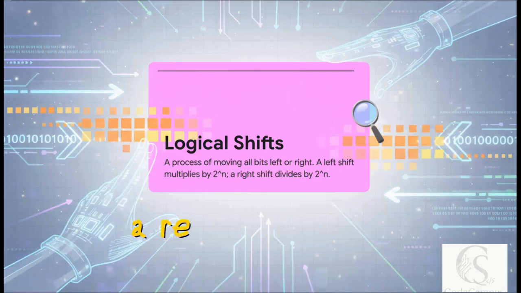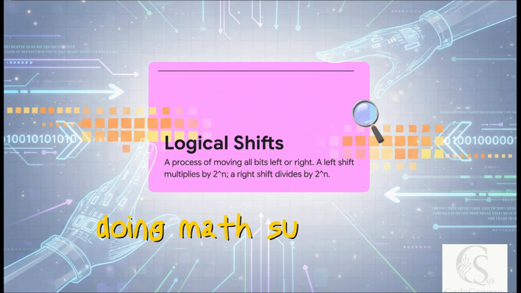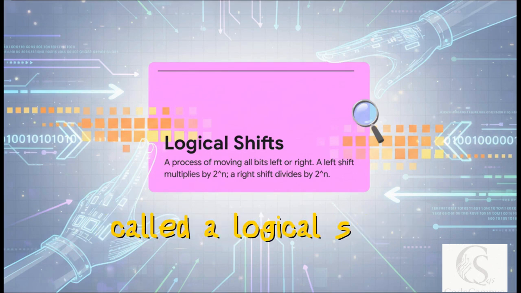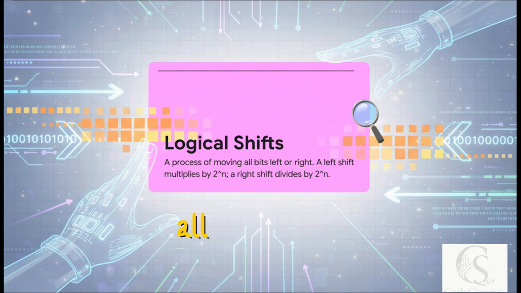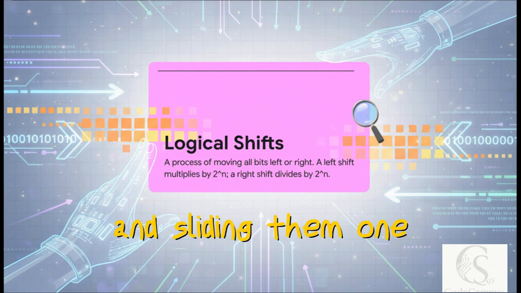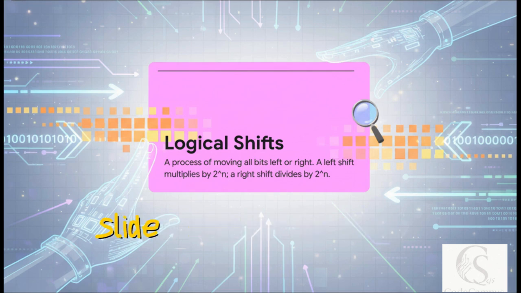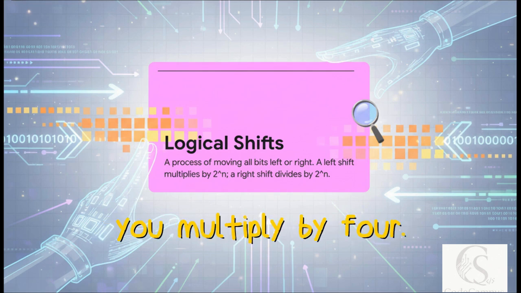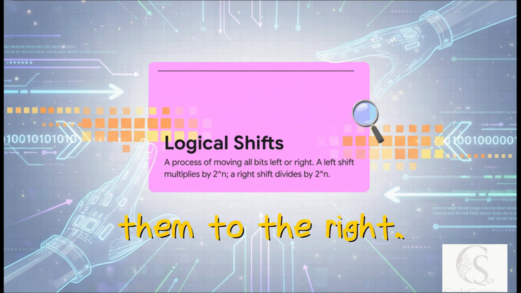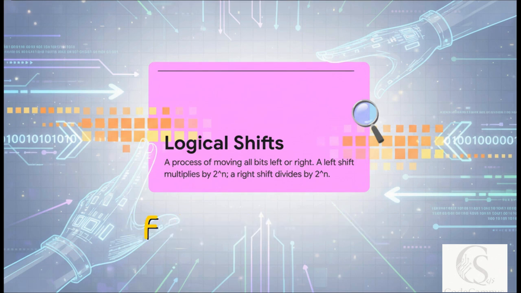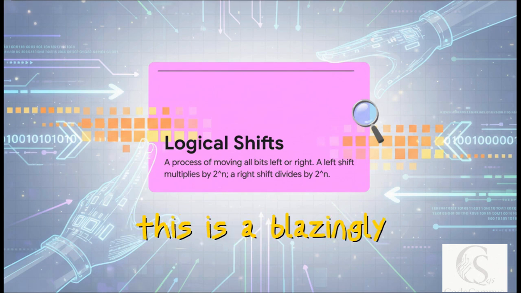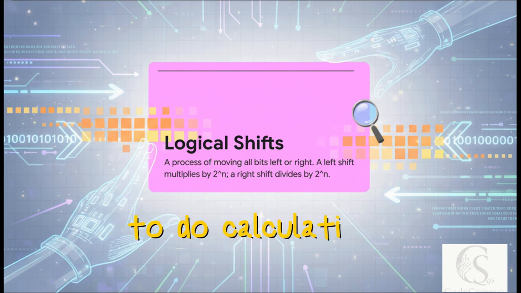But computers do have a really cool trick up their sleeve for doing math super fast. It's called a logical shift. By just taking all the bits in a number and sliding them one spot to the left, you instantly multiply the number by 2. Slide them 2 spots, you multiply by 4. And you guessed it, shift them to the right and you're dividing by powers of 2. For a processor, this is a blazingly fast and efficient way to do calculations.